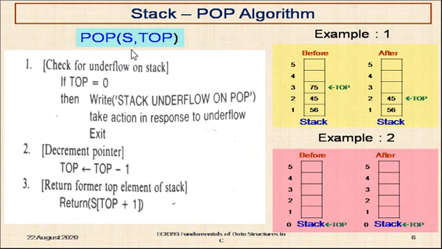Pop of s comma top. S is the name of the stack. Top is the pointer. So before popping out an element from the stack, what we have to check? We have to check for underflow. Suppose the stack is empty, then we cannot take out any data. So that is the first condition, if top is equal to 0. But in our first example, our top is pointing to the third element. So top is not equal to 0.